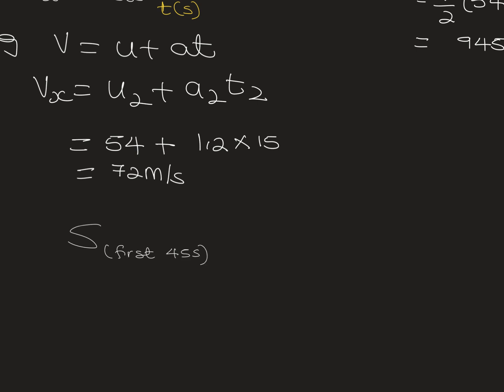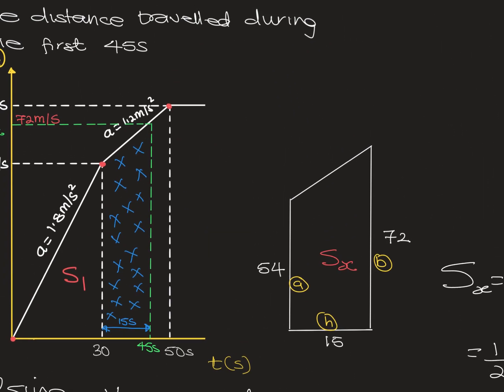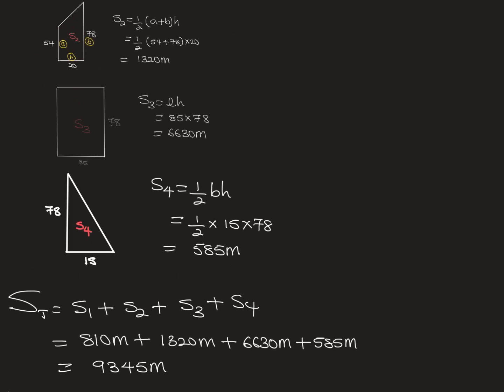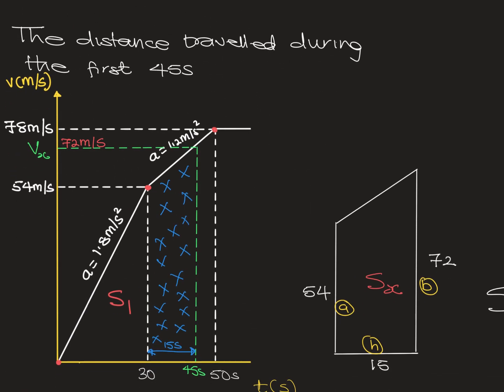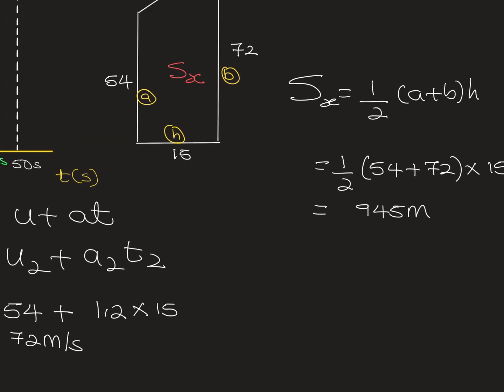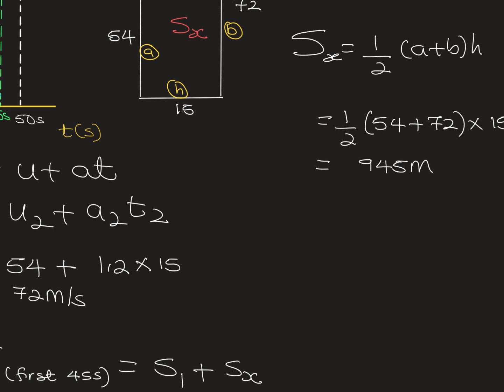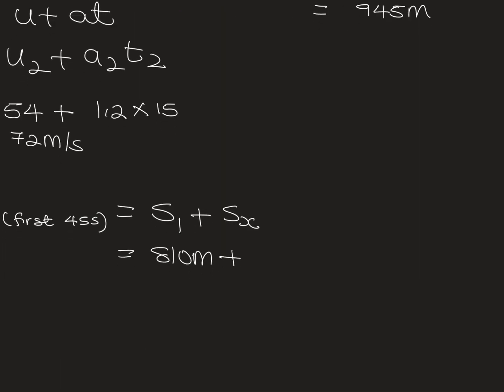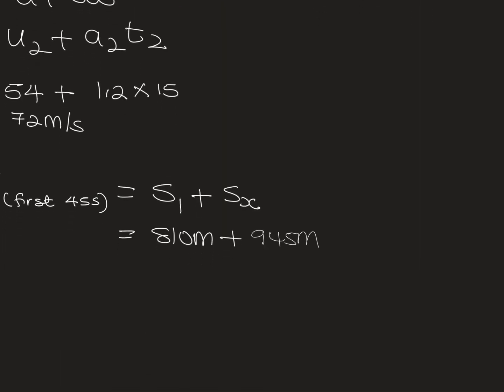So if we want to find the distance traveled in the first 45 seconds, that will be the distance traveled in the first phase plus Sx. So what is the distance traveled in the first phase? We have already calculated that. That is S1 is 810 meters. 810 meters plus the distance traveled during the first 15 seconds of the second phase of the motion, which is 945 meters. So 810 plus 945 is 1,755 meters.